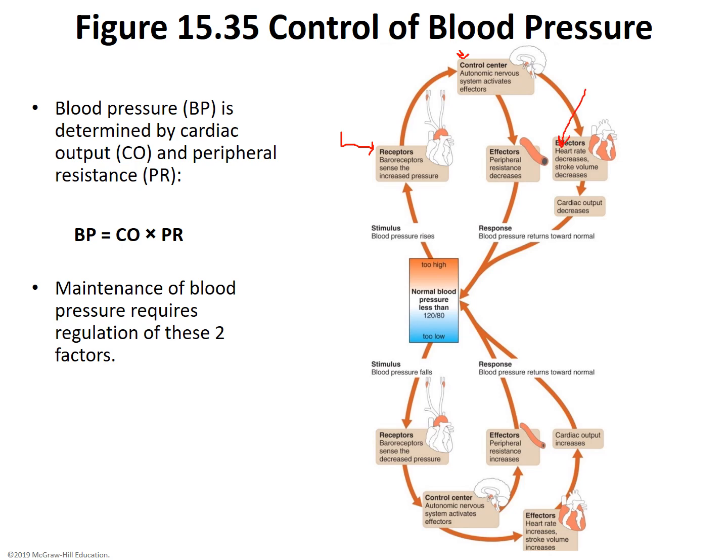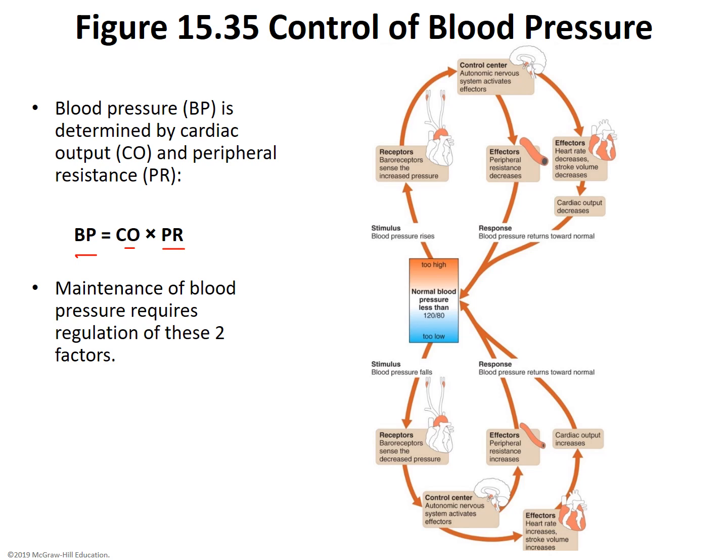All right, and then we learned later on that in the simple reflex arc we have kind of the same things. This would represent the sensory neurons, this would represent the motor neurons, the afferent neurons and efferent neurons, right? Anyway, hopefully you remember all that. But blood pressure is determined by cardiac output and peripheral resistance. Maintenance of blood pressure requires regulation of these two factors.